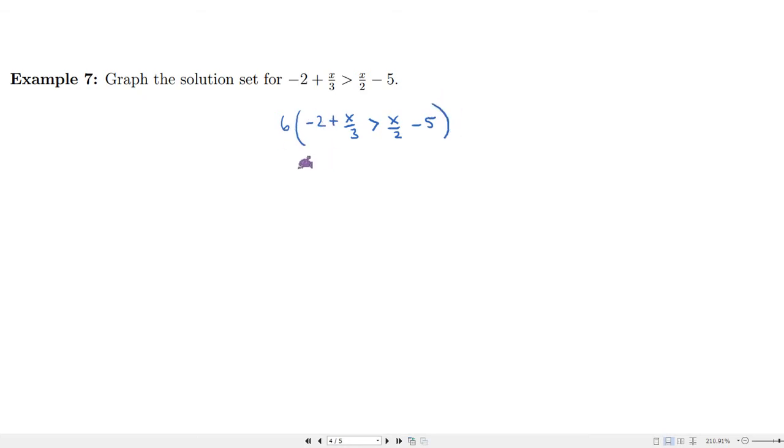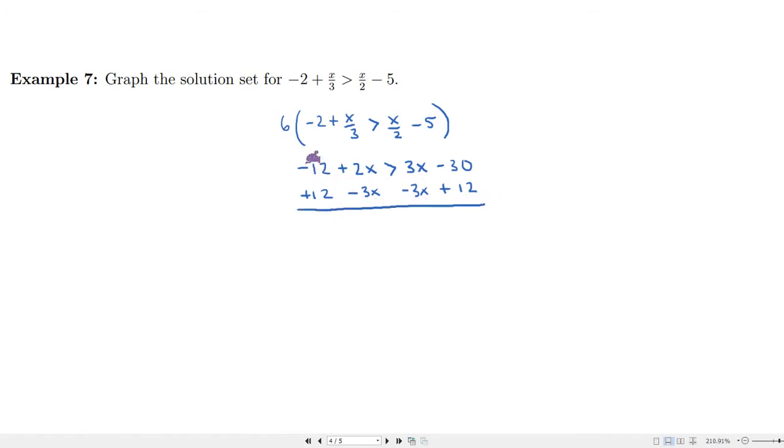what happens? Okay, so we'll get negative 12, but then 6x over 3. So 6 divided by 3, we're left with 2x. And 6 divided by 2 is 3, so we'll have 3x. And 6 times minus 5 will have minus 30. So we can bring the 12 over to this side, and we could subtract the 3x to the other side just to isolate.